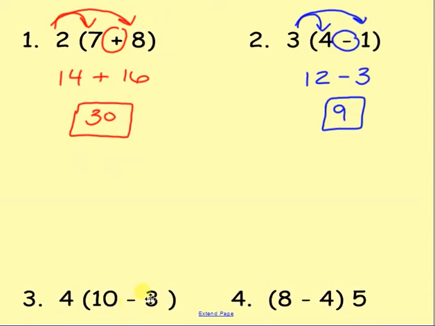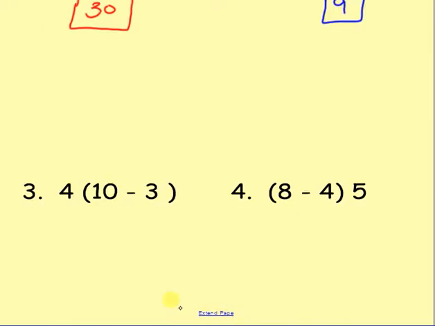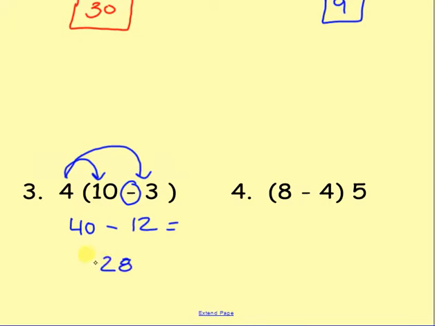Okay, let's do this. Okay, so here we have 4 times 10, that's 40. My operation in the middle is subtraction, so I bring it down. And 4 times 3 is 12. 40 minus 12 is going to give us 28.